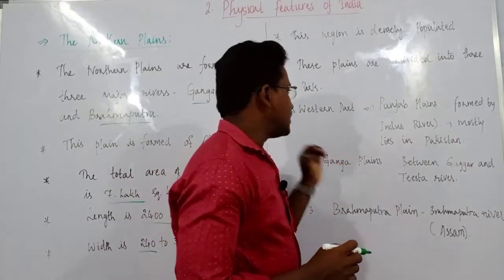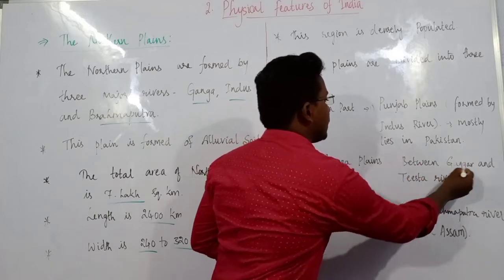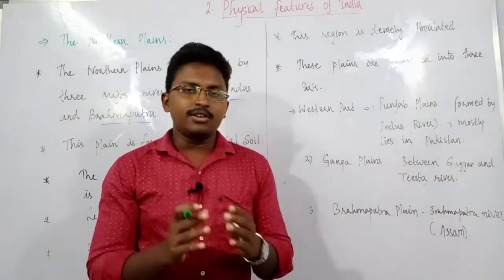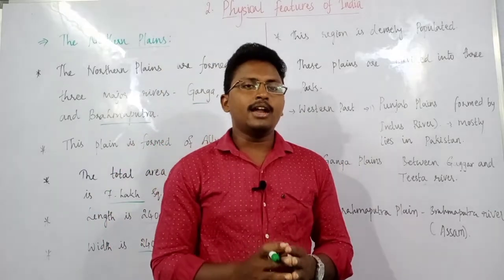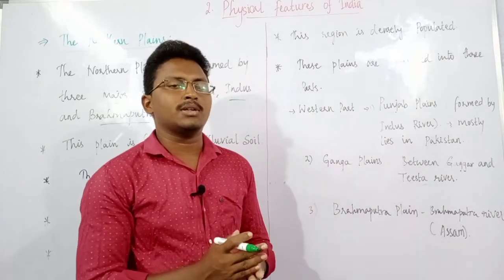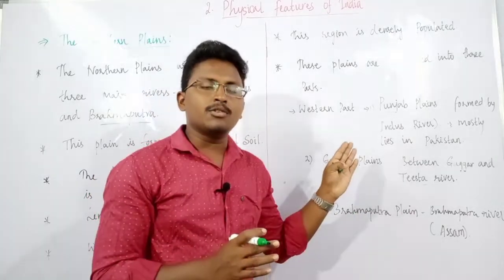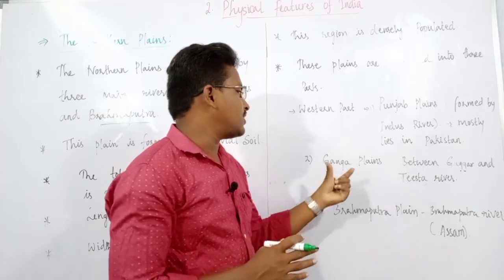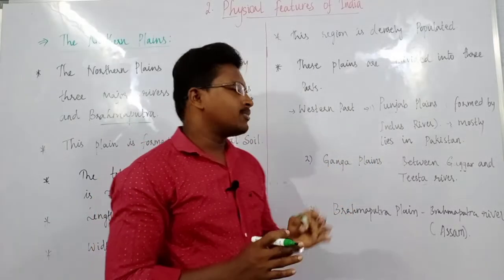The next one is the Ganga Plains, which is found between the rivers Ghaggar and Tista. Between these 2 important rivers you can find the Ganga Plains. States such as Uttar Pradesh, Bihar and Haryana are some of the important states covered by the Ganga Plains. Then the next one is the Brahmaputra Plains.